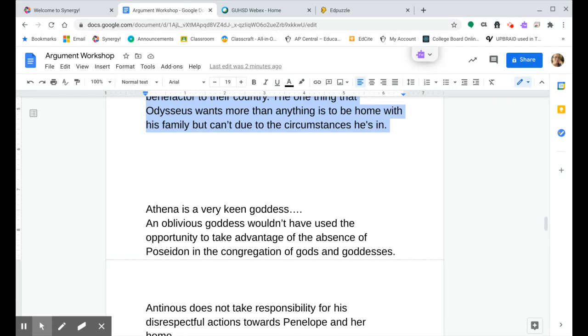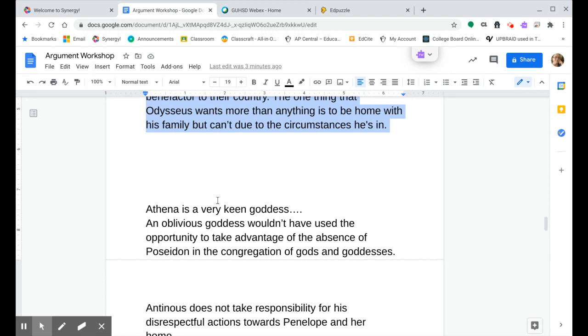Okay. Athena is a very keen goddess. An oblivious goddess wouldn't have used the opportunity to take advantage of the absence of Poseidon in the congregation of gods and goddesses. Well, it's time for you to start telling me some stuff. First of all, do we have a clear type of reasoning, either comparison or contrast? Yep, absolutely. It's contrast. An oblivious goddess wouldn't have done that. She did do it, so clearly she's not oblivious.